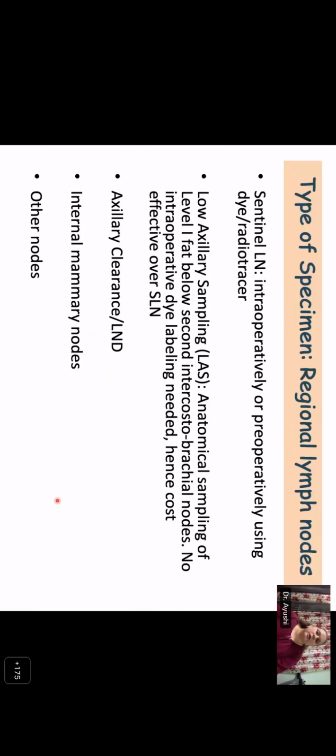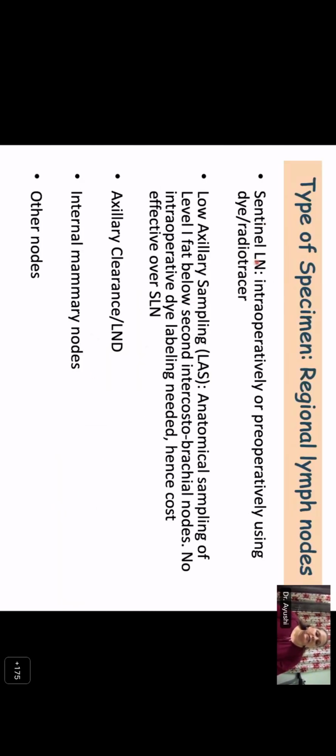Any other node besides this is a non-regional node, and hence will be considered distant metastasis, as in M1 disease. Node involvement is the single most important prognostic factor that influences therapeutic decisions. Hence, the identification, processing, and grossing of the node is very important. So, what kind of specimen can we receive of the regional lymph node?